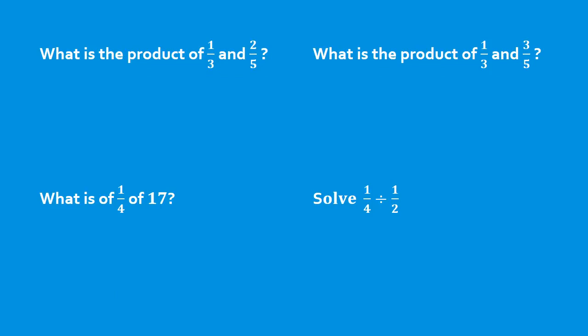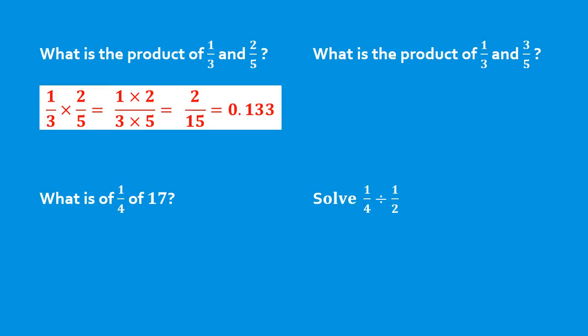So let's look at some examples of just doing numerical values. It's important that you remember how to work with fractions, because you will be using fractions a lot in dimensional analysis. So we have, what is the product of 1/3 and 2/5? All we do is simply multiply these. We multiply our numerators and our denominators. We get 2/15. When we divide 2 by 15, we get 0.133.